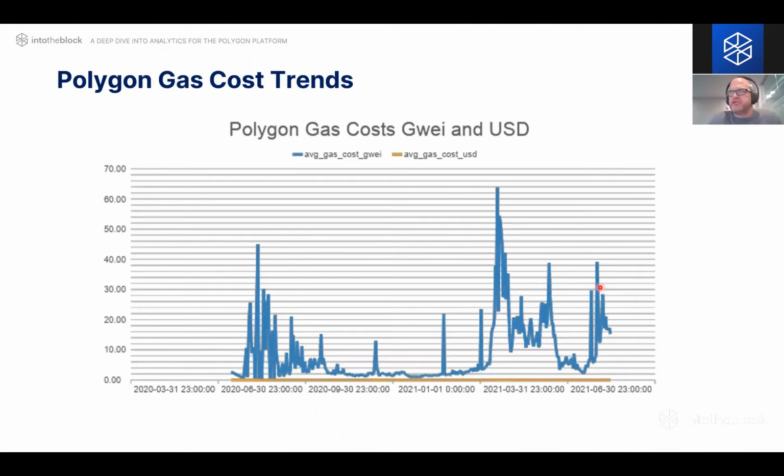This chart shows you gas costs in Wei and gas costs in US dollars. If you look at the cost in US dollars, it's cents, right? It's completely negligible compared to what we will experience in other blockchains. So for instance, when we build quant strategies and things like that on the Polygon platform, we're able to execute more regularly because the gas costs are not a factor in Polygon.